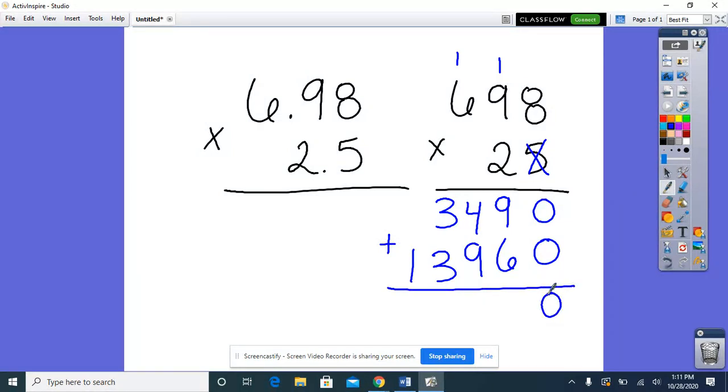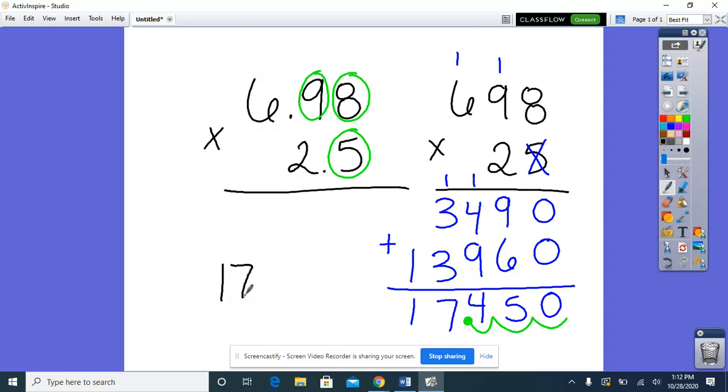0, 5, 4, 7, and 1. So my answer is not 17,450. We have to circle the amount of digits after the decimal. So we've got 1, 2, 3. So I'm going to start at my end. 1, 2, 3. The decimal goes there, and I will rewrite it. It will be 17 and 450 thousandths.